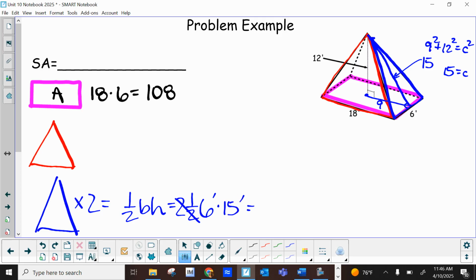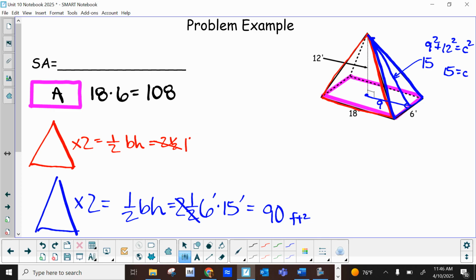So 6 times 15 is 90. So 90 square feet is the two blue triangles, the left and the right, because I've got two of them. I use my triangle formula, and then the base and the height. All right, let's do the red one now. Again, I have two of them. If you notice from earlier, 1/2 base times height, those are going to cancel. So 2 times 1/2 is just 1. So now I just need to do the base and the height.